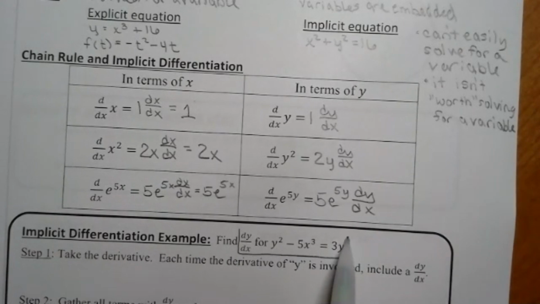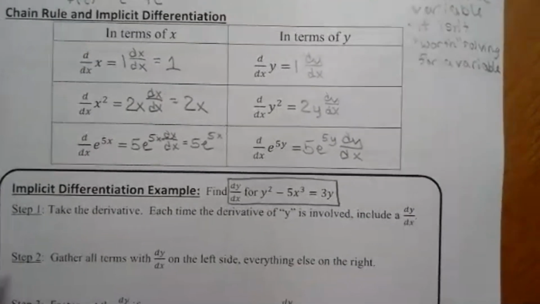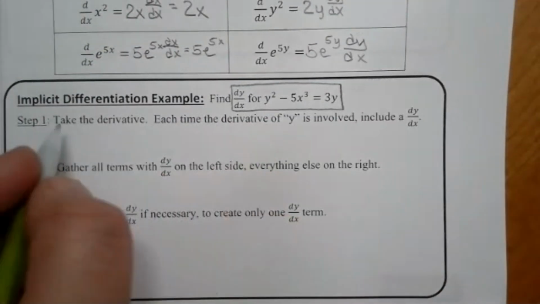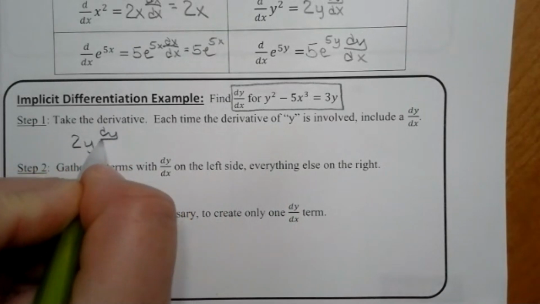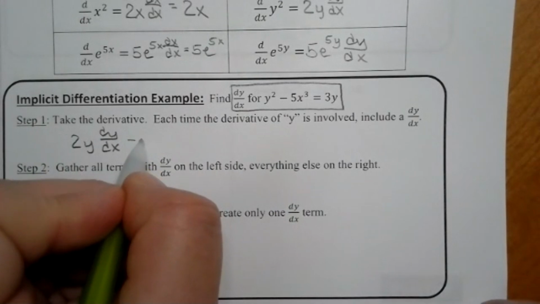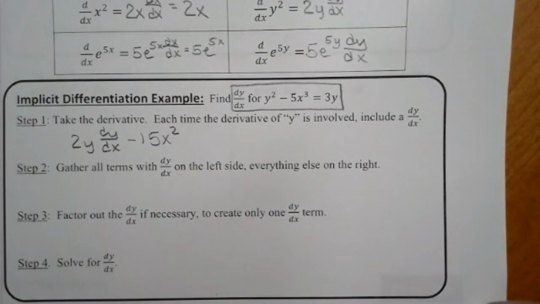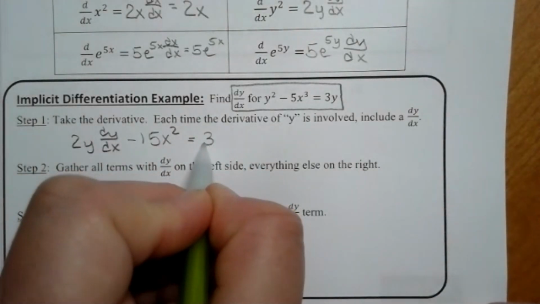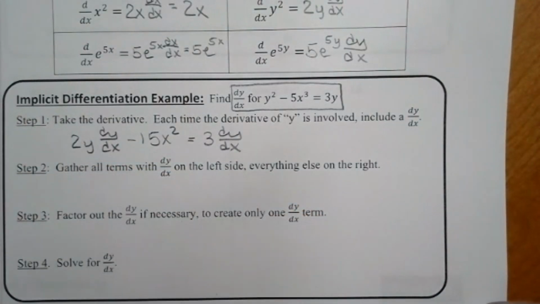All right, so let's look at this example. We have this equation here, not necessarily a function. I use that word too liberally. Step 1 is to take the derivative. I get 2y, and since I took the derivative of a y, I have to write dy/dx. Minus the derivative of 5x cubed, which is just 15x squared, and I don't have to write dx/dx. Equals the derivative of 3y, which is 3, but I took the derivative of a y, so that leaves me a dy/dx.